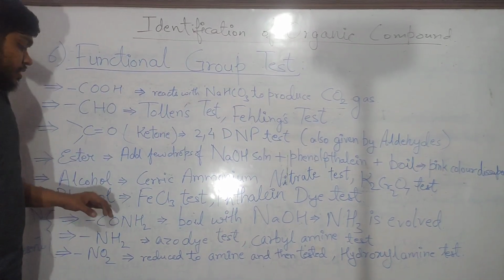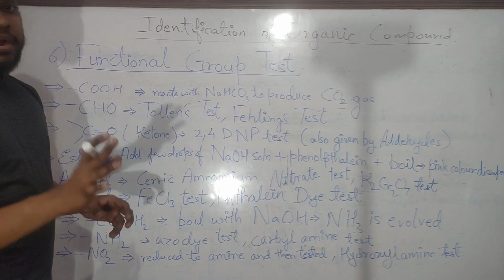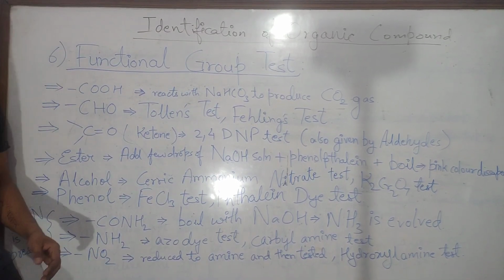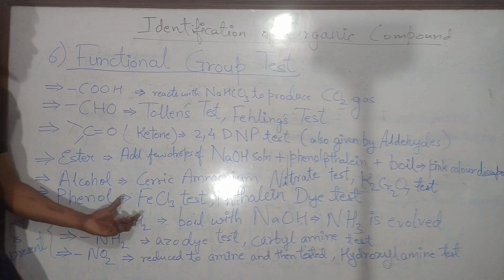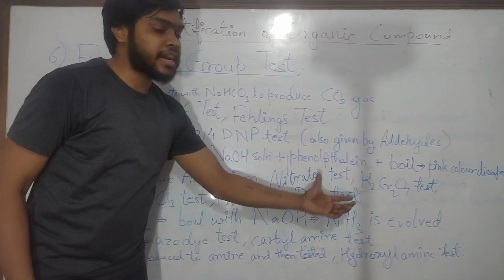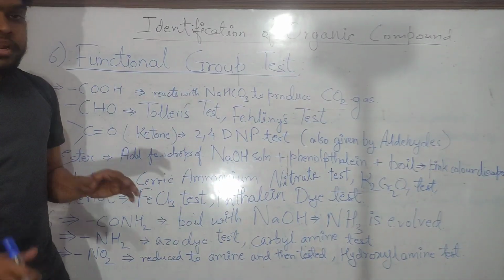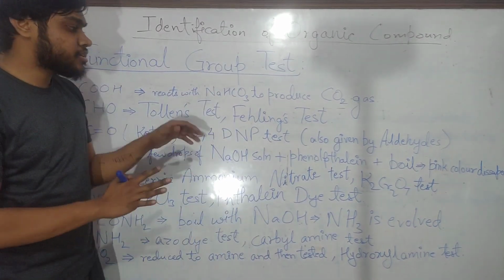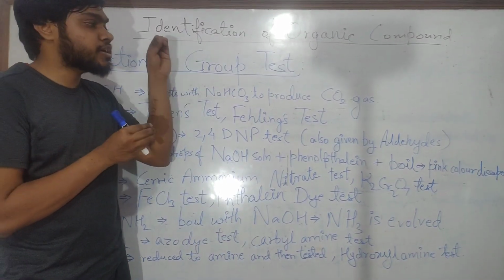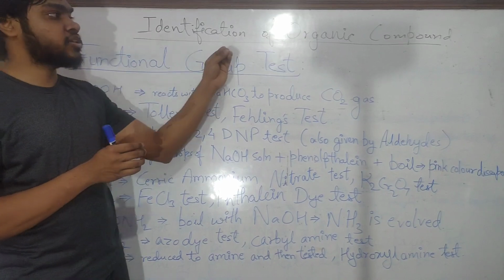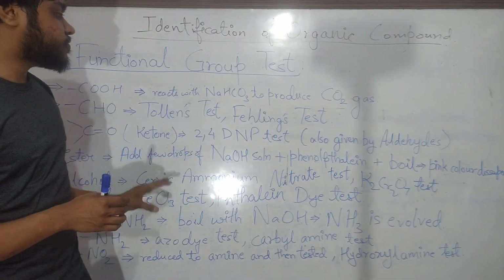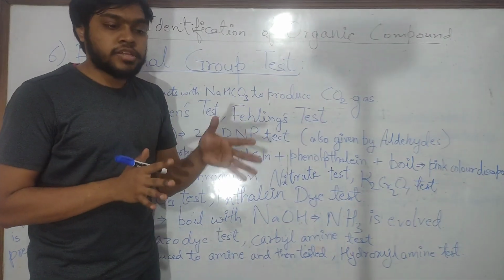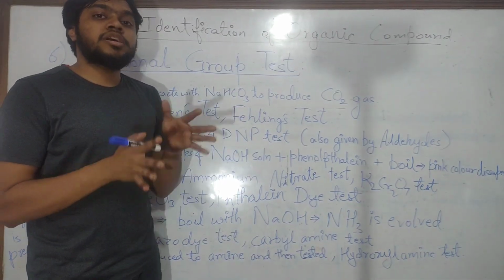Then we come to phenol. The phenol group is nothing but an OH group attached to an aromatic ring. We test phenols by the ferric chloride test and the phthalein dye test. Over here I am not showing you all these tests in detail. I am just making an introductory video on identification of organic compounds. All these functional group tests will be uploaded on my channel further along with the demonstration.